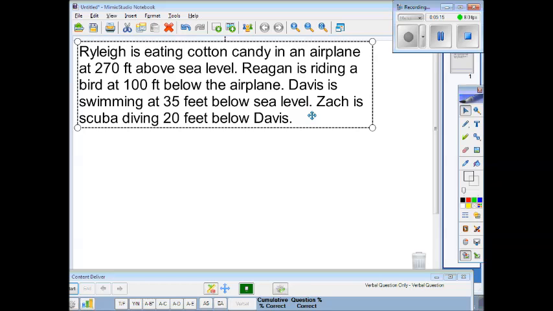Okay. Riley is eating cotton candy in an airplane at 270 feet above sea level. Reagan is riding a bird at 100 feet below that airplane. Davis is swimming at 35 feet below sea level. Zach is scuba diving 20 feet below Davis. So what we're going to do, you're going to have to answer a bunch of questions based on this here in a minute.